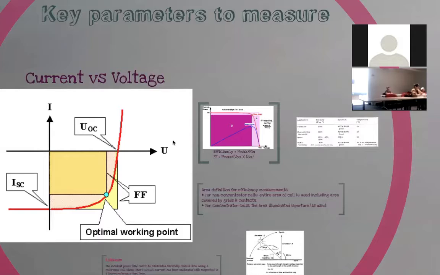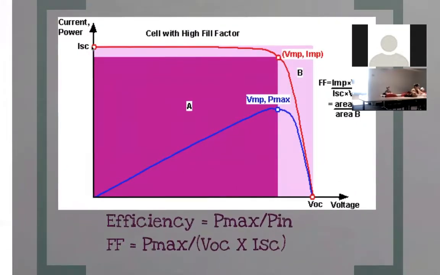Now, I have flipped the current up, so it looks like that. It's the same curve as before, current as a function of voltage. So that's the open circuit voltage, and that's the short circuit current. Now we can plot the power versus voltage. This blue curve here is voltage times current. You take this red curve, I versus V, and multiply the I with the V, and you get this blue curve. So this is P versus V.